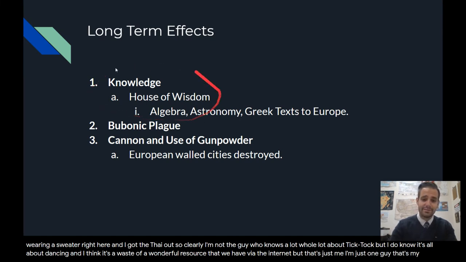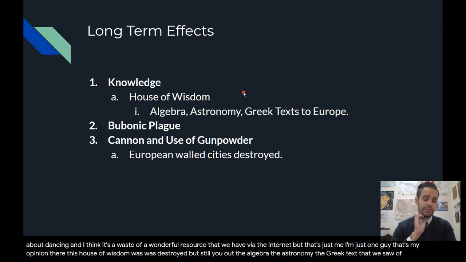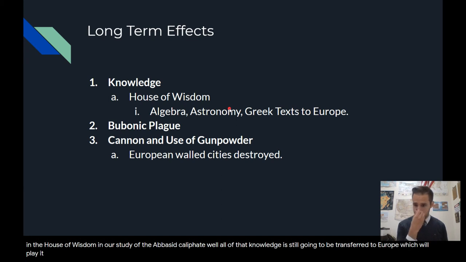That's my opinion there. This House of Wisdom was destroyed, but still all this knowledge and technology, the algebra, the astronomy, the Greek texts that we saw translated in the House of Wisdom in our study of the Abbasid Caliphate, all of that knowledge is still going to be transferred to Europe, which will play a key part in the development of the Renaissance that we'll talk about later.